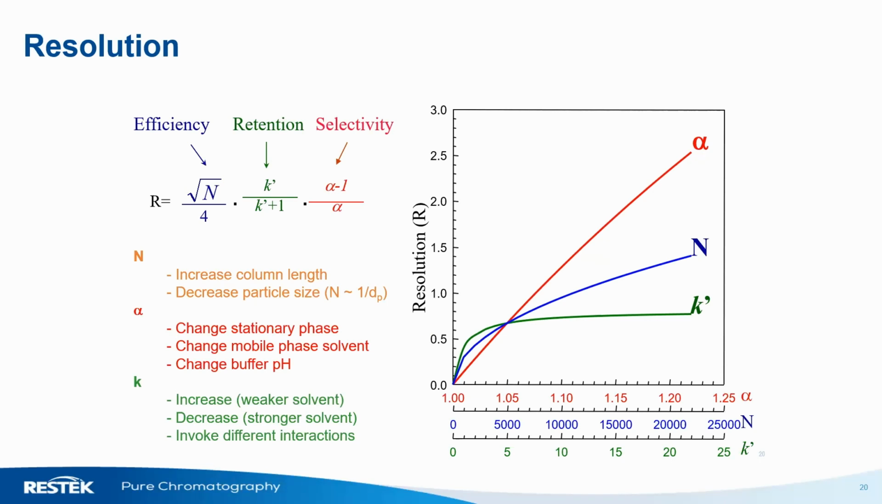So let me explain this slide. This slide says you've got 3 ways to improve resolution. But if you look at it mathematically, capacity factor will only get you so far. You get up to a capacity factor of 5, you've gotten about as much as there is to get from that term.